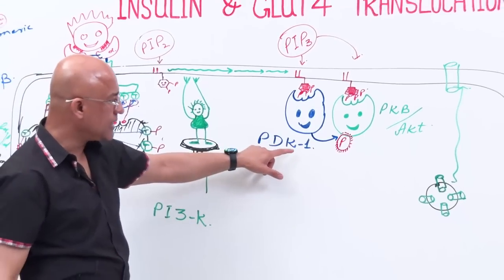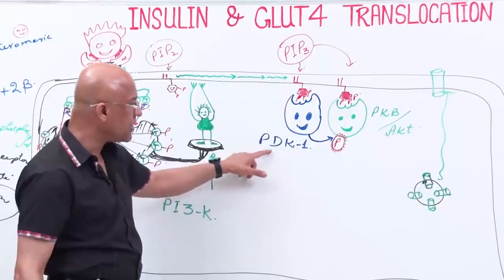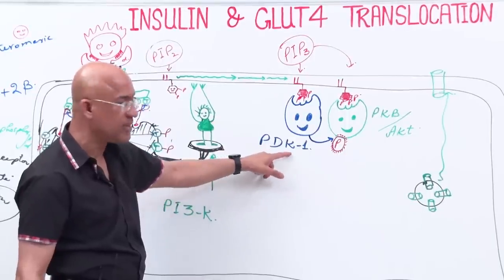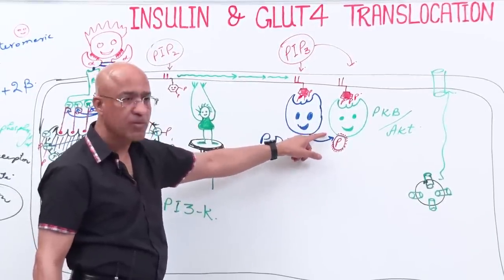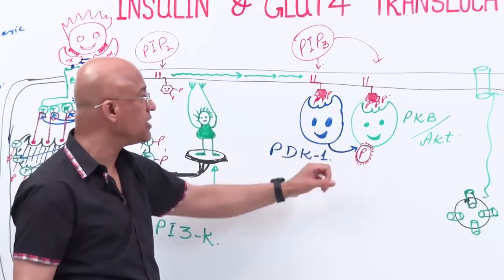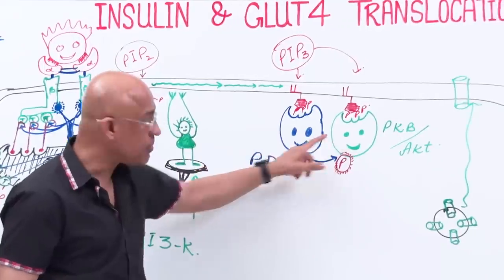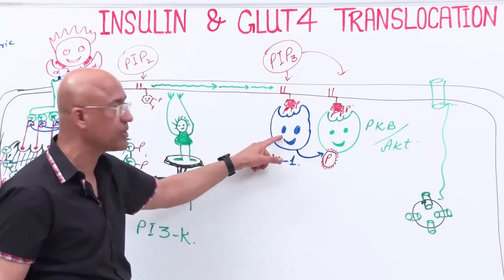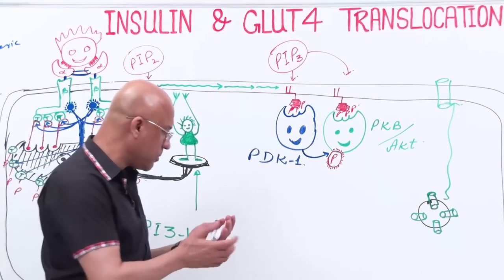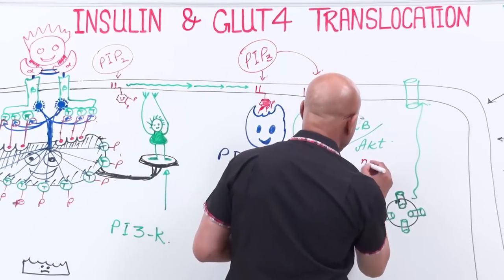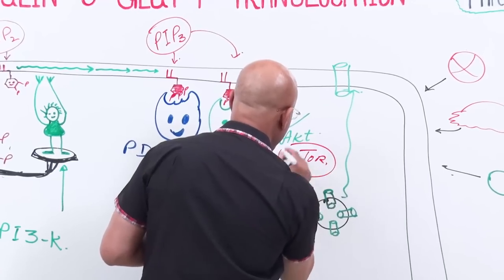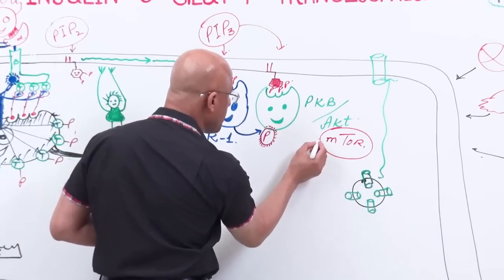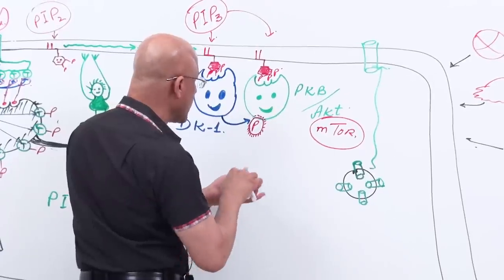PDK, the phosphatidyl inositol triphosphate dependent kinase, attacks the nearby PKB, protein kinase B. Look, this is also a kinase, that is also a kinase. But the first kinase is doing kinase activity on the second one. The second will not do kinase activity on the first one. Right? And some people believe there is one more protein with the name mTOR, which is also activated by signaling pathways of insulin, which I'm not discussing how it is activated, but mTOR can also do phosphorylation of PKB.